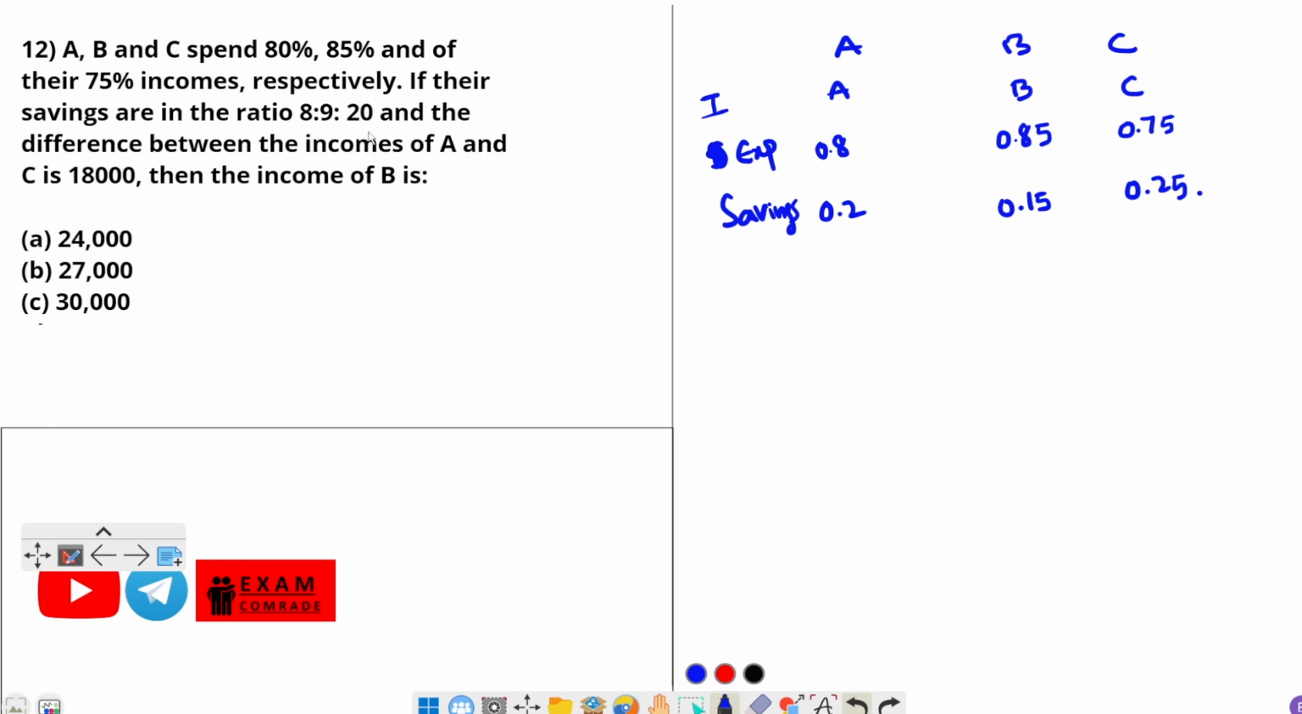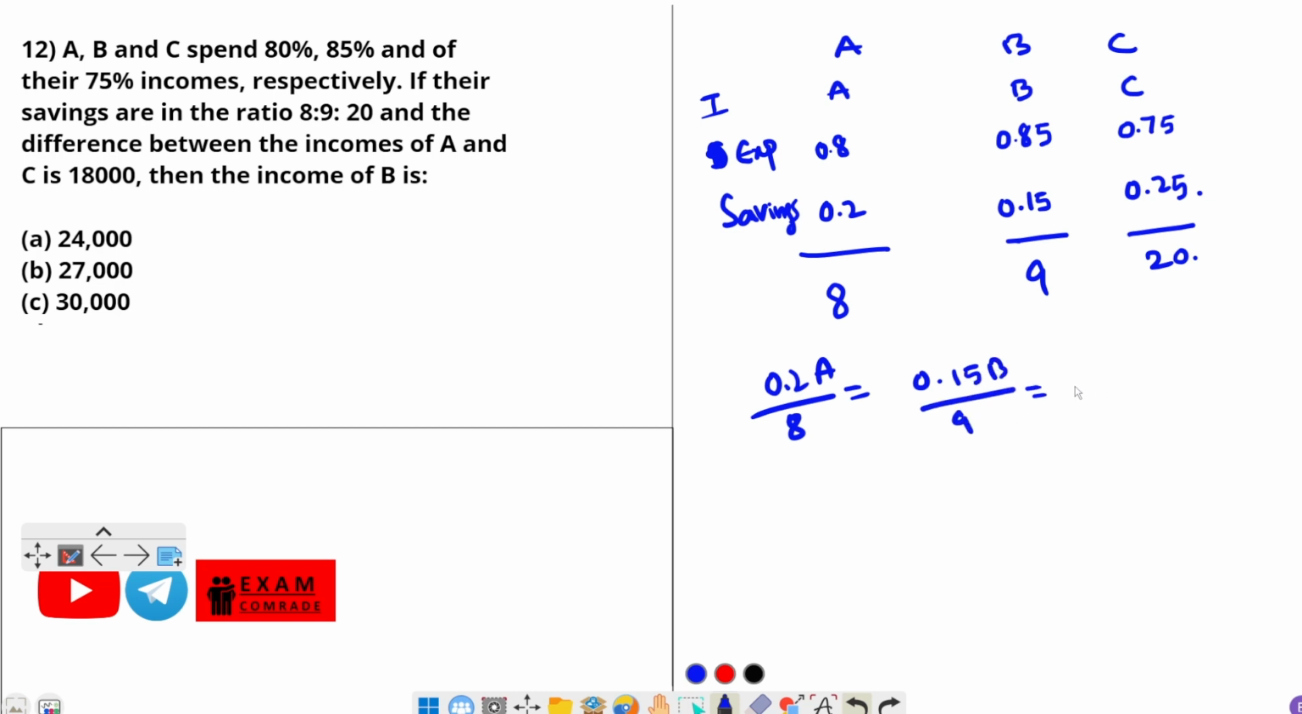What is given in the question is that their savings are in the ratio 8:9:20. So we can write that 0.2A by 8 is equal to 0.15B by 9 equal to 0.25C by 20. Let's suppose this is equal to K. So A can be written as 40K. B can be written as 60K. C can be written as 80K, right?